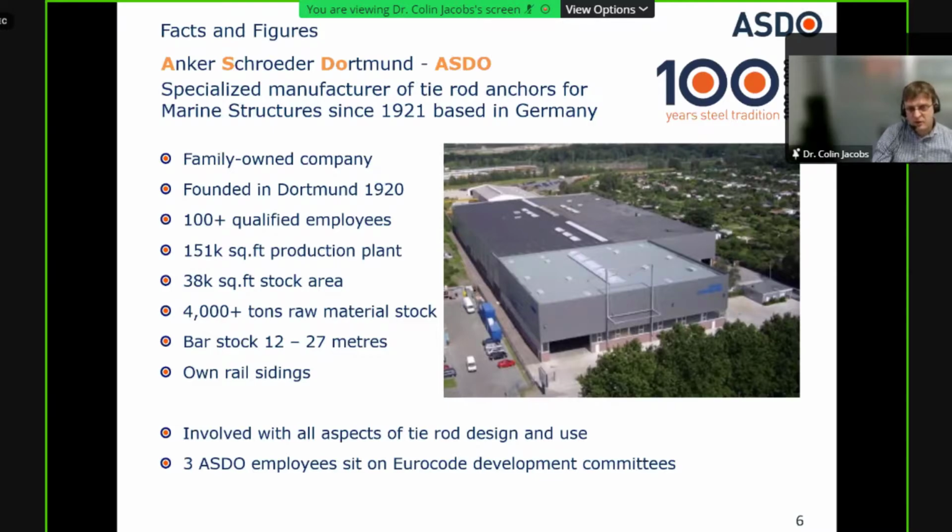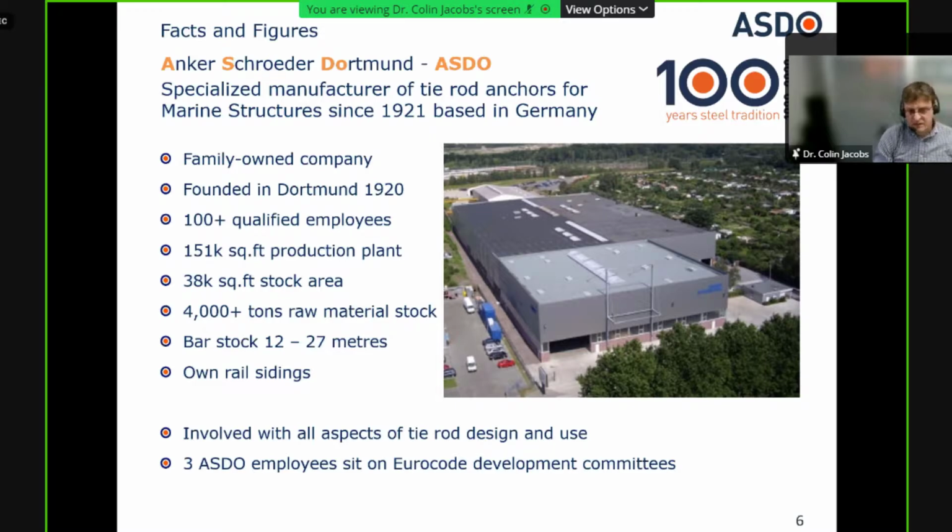Rather uniquely, we use the forging process, which is fairly unique amongst tie bar manufacturers, and we can also produce very long single bars, up to 27 meters in one length. Obviously, with couplers and turnbuckles, we can make that any length we wish, but we can do single length bars up to 27 meters.